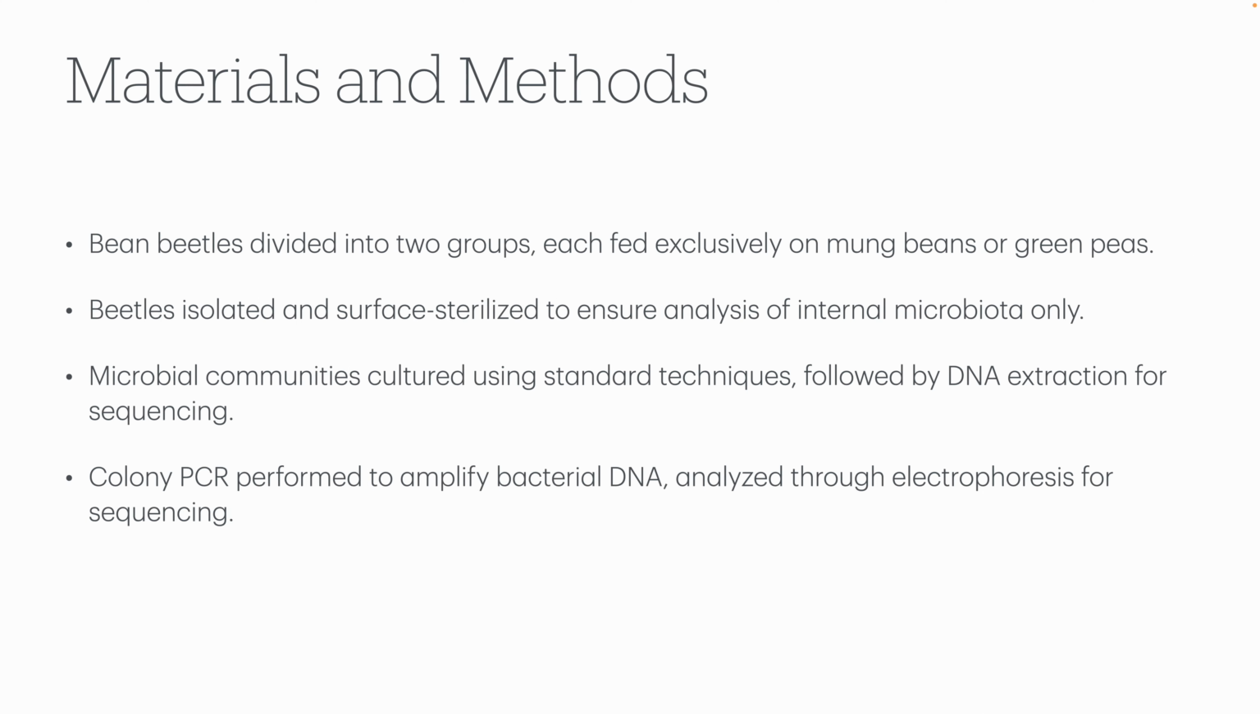In this study, bean beetles were divided into two groups, each exclusively fed on either mung beans or green peas. This experiment was conducted under controlled temperature and humidity conditions to ensure consistency. Samples were collected at maturity, and stringent procedures were followed to isolate and analyze the gut microbiota.